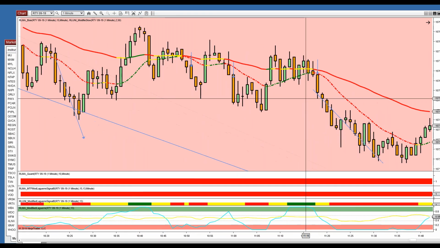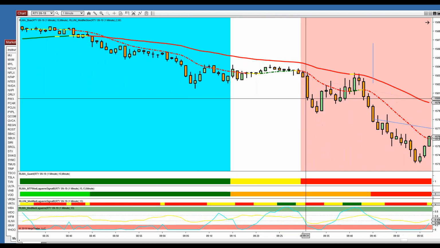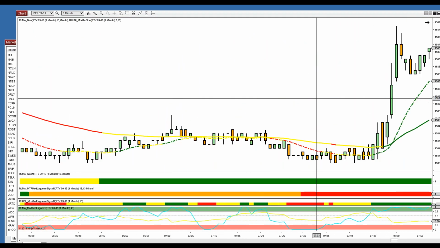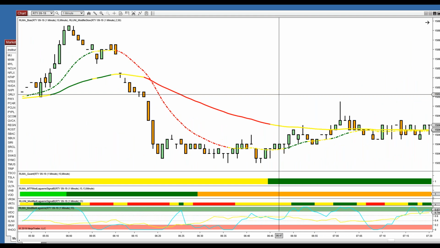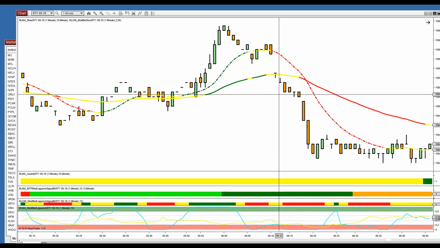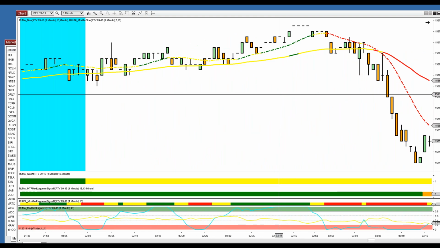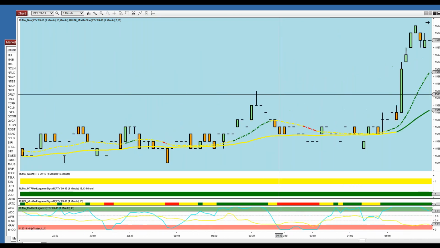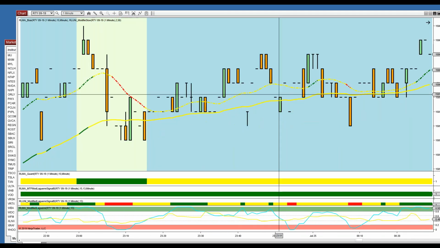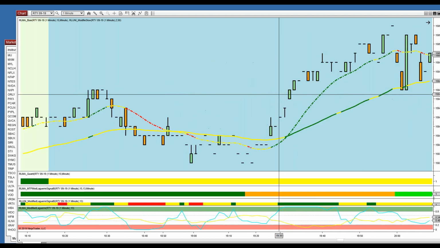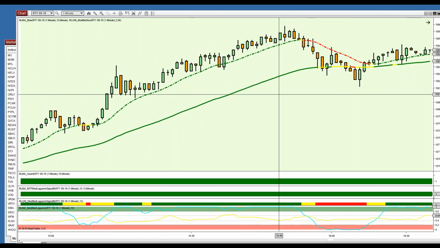Now, the important thing also, Gene, is that when you have these colors, no background at all, and there's just nothing here. Now this is the middle of the night. And here we go. Still in the middle of the night. This is when you're not going to trade.